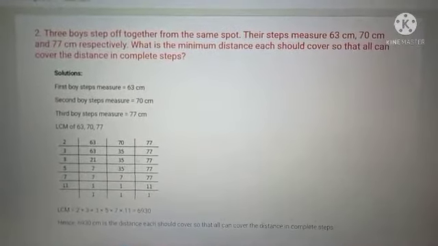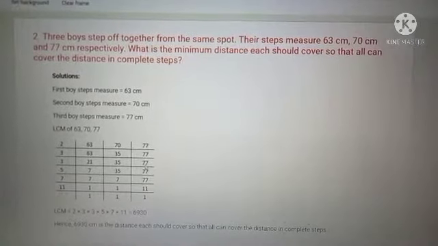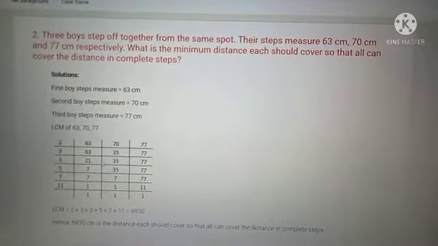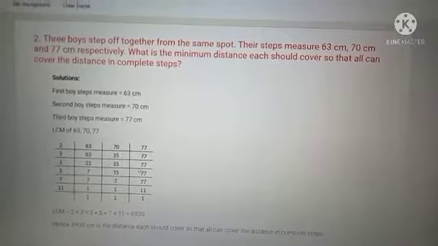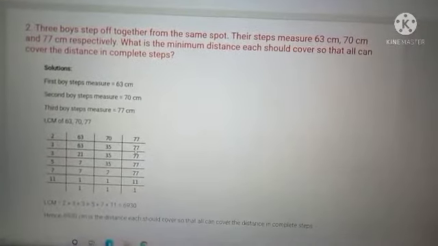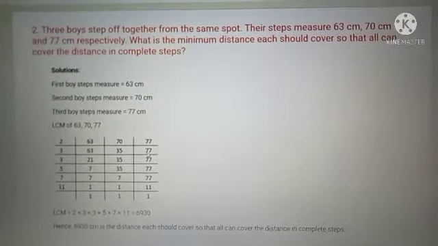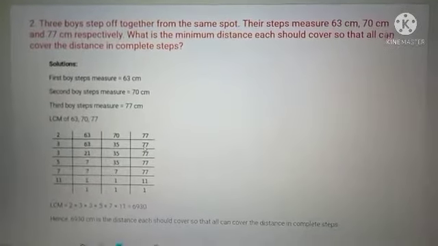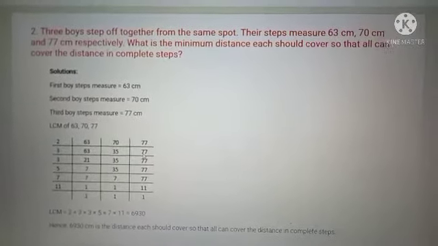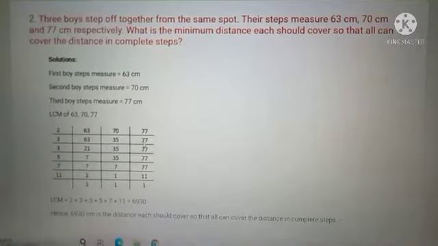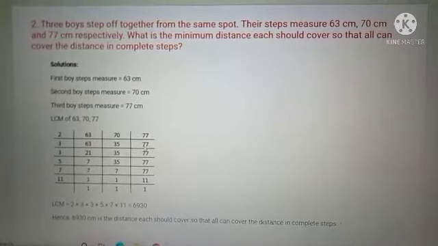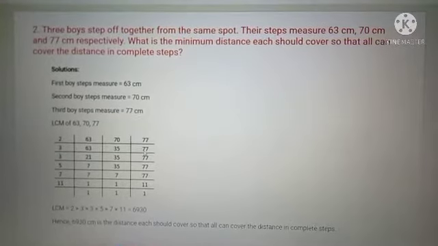35 we are writing as it is. 77 we are writing as it is. Again we are checking any number is divisible by 2. No. Any number is divisible by 3. Yes. 21 is there. So we are dividing 21 with 3. 21 divided by 3 is 7. And 35 we will write as it is, and 77 also we will write as it is.